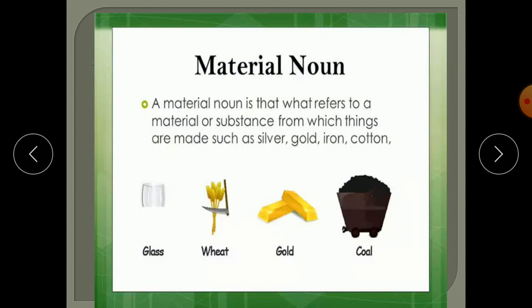The next type is material nouns. A material noun refers to a material or substance from which things are made, such as silver, gold, iron, cotton. From gold, we can make so much jewelry. Silver also we can use to make so many jewelry and other things. Iron is very useful. We make so many things. Cotton is also used for so many things. So the material or the substance which is used to make other things is known as the material noun.